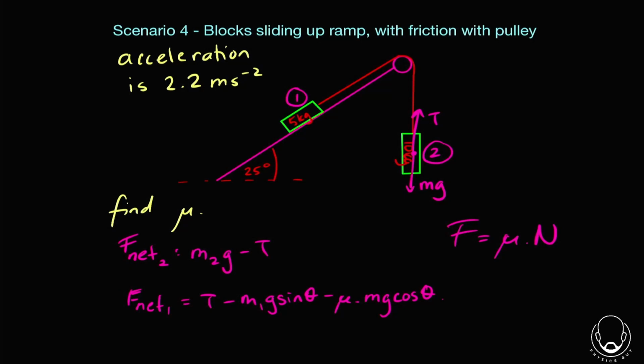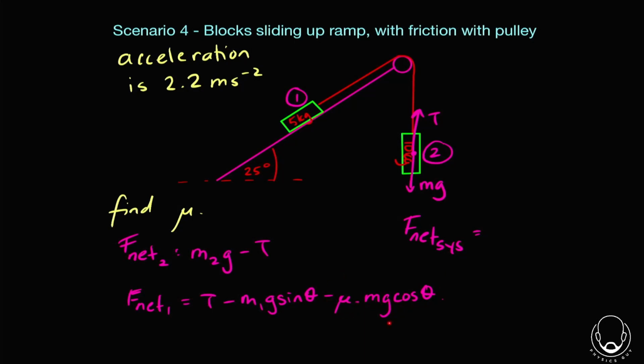So Fnet1 plus Fnet2 is going to give us Fnet on the entire system. Let's just say Fnet system is going to be Fnet1 plus Fnet2. The tensions are actually going to cancel. So from a system point of view, there's really only one force trying to drive the system forwards, and that is the weight force of the 10 kilo, the m2g downwards. Then we're going to have some resistive forces acting on the 5 kilo, which is again part of the system. That's the parallel component of the weight force and the frictional force acting on the 5 kilo.